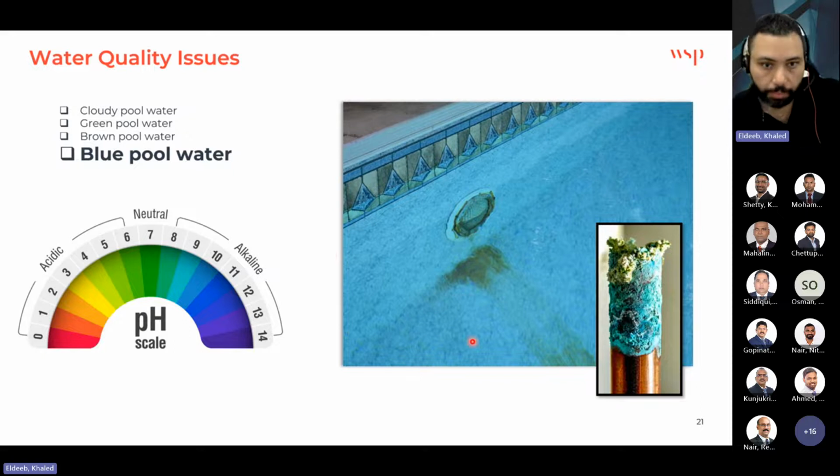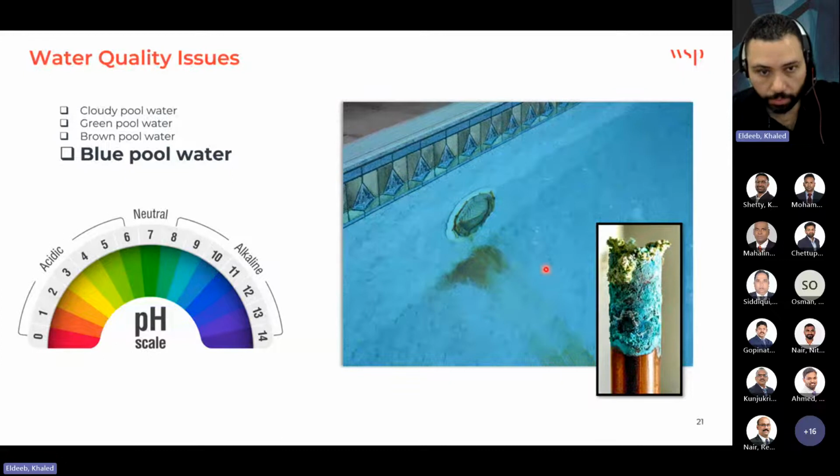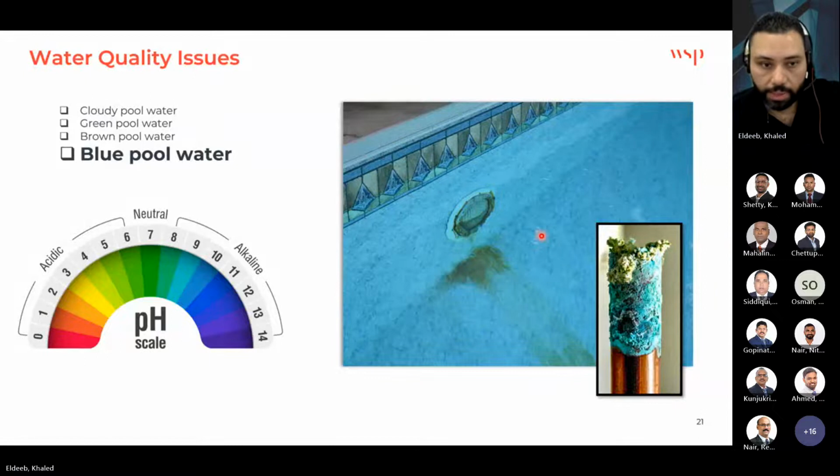Blue pool water. By the way, the blue color that we see in most swimming pools is not actual blue. The designers usually use a tile background and make it blue to look fancy. But if we have a white background, we will see the water is pure. Good healthy water should be clean, clear, transparent, not blue. So if it becomes blue, it means we have an issue in the pH. This is the root cause.